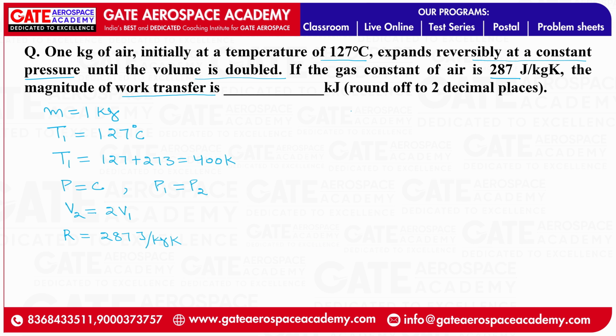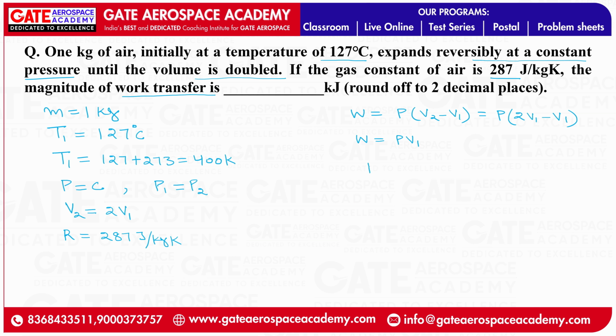So what is the formula of work done? For a constant pressure process, work done is equal to P(V2 minus V1), correct? P1 is equal to P2, so that's why we have written simply P. This will be equal to P times (V2, which is 2 times V1, minus V1). So work done will be equal to P into V1.